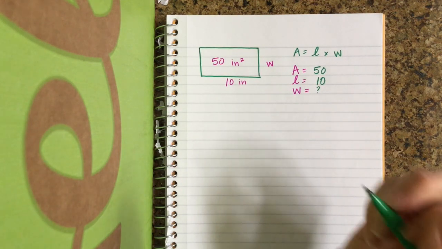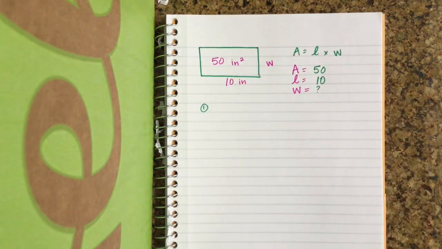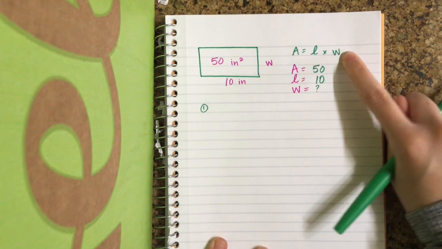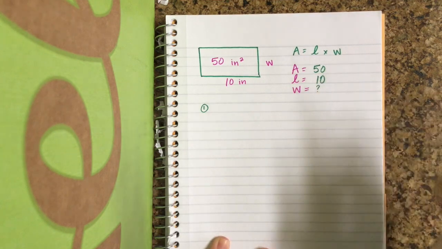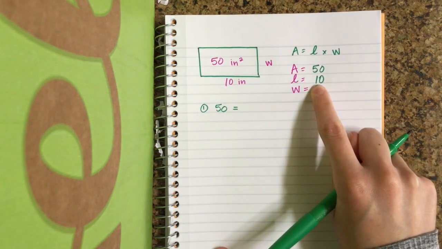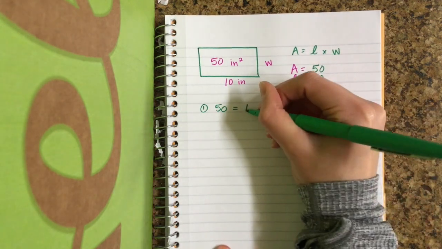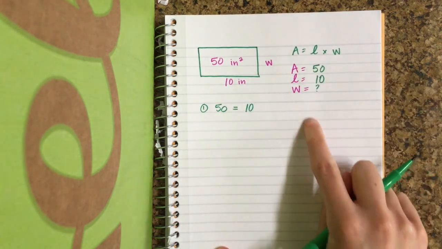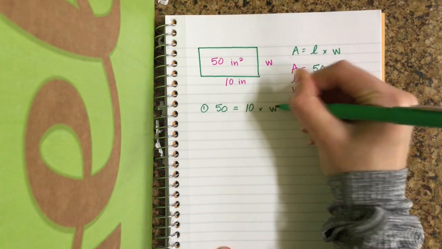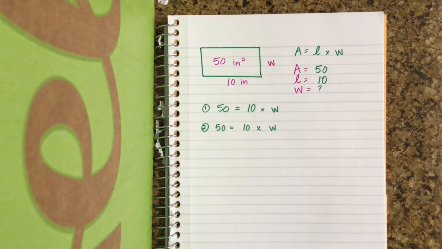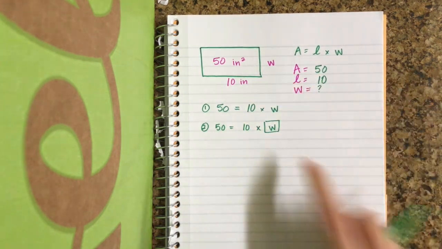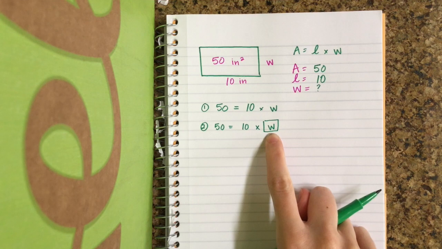So first thing I'm going to do is plug in this information that I know into the original formula. So wherever there's an uppercase A, I will plug in 50. Where there's an L, I will plug in 10. And then W, we don't know, so W is going to stay W. Next step, I want to get W all by itself on this side of the problem.